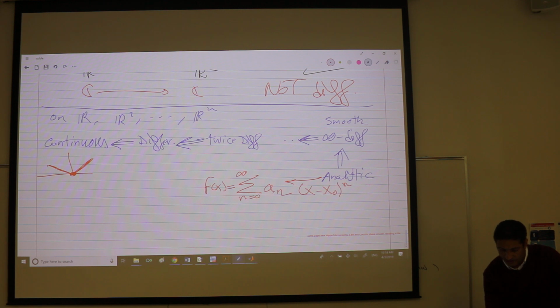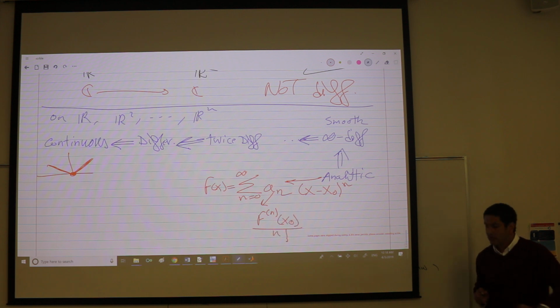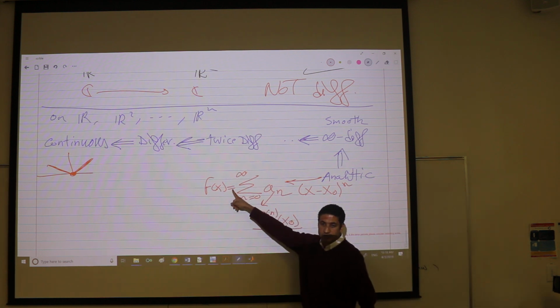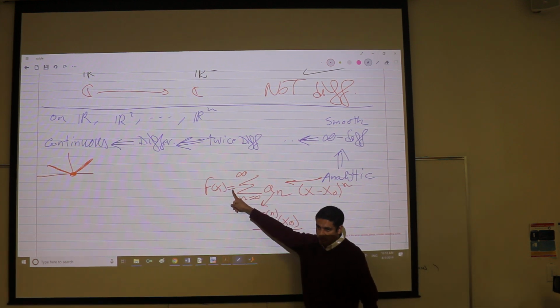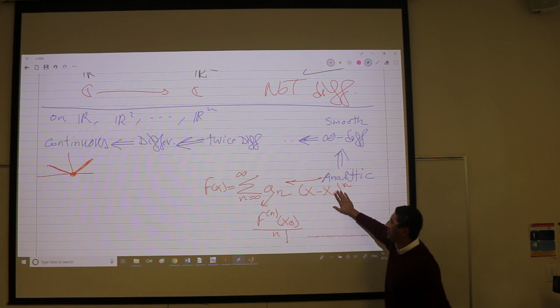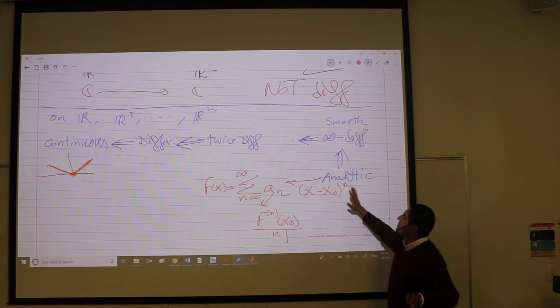And actually these coefficients are nothing but the derivatives of the function at the point. So, wait a minute. First of all, this is not an approximation. It's exact equivalence. The function is exactly equal to this. At what points? At all points where the function is analytic.